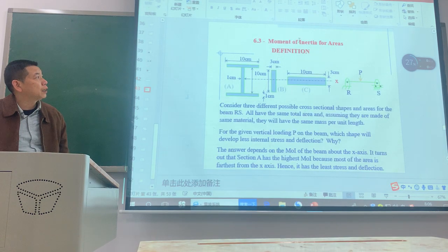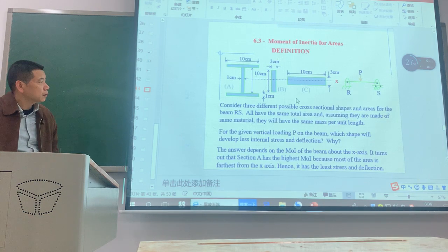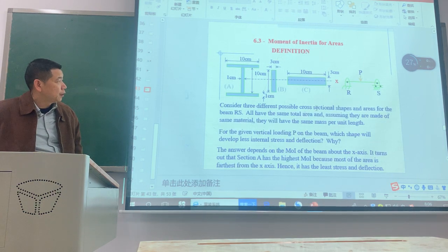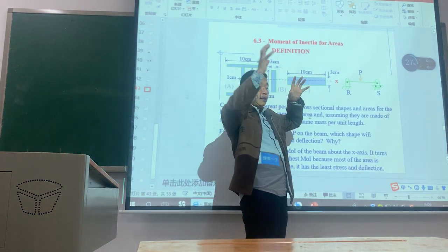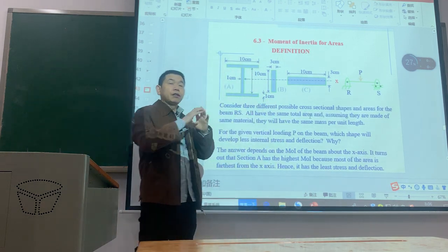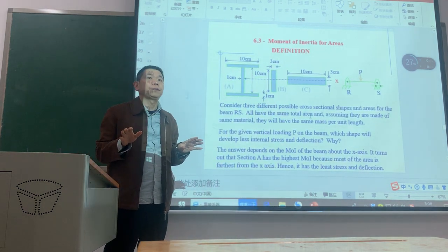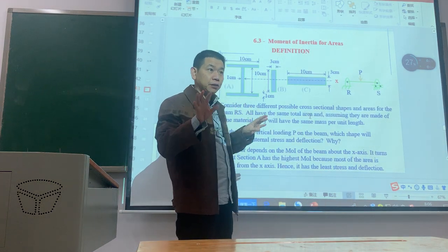Moment of inertia, the definition, considers the different possible cross-section shapes and areas. The three kinds of area have the same area, but the moment of inertia is different.